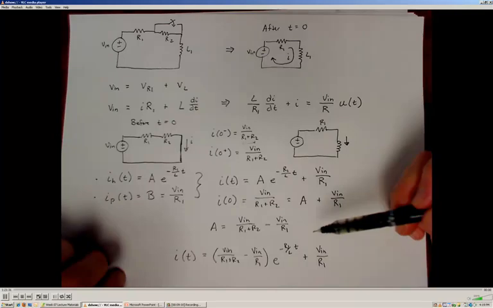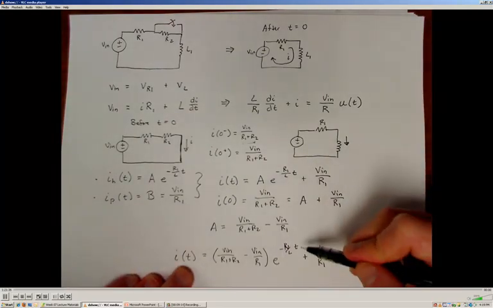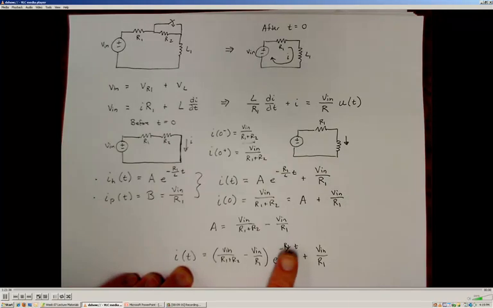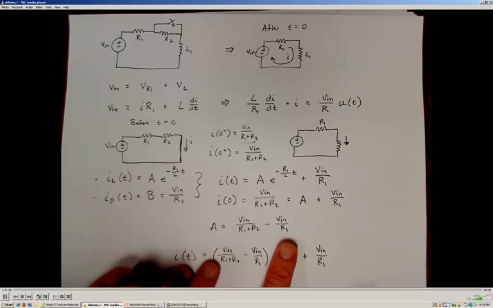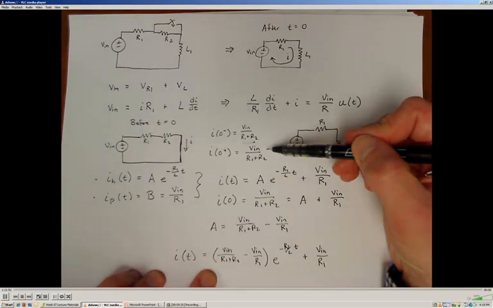Okay, and if we do a sanity check on this, at time equal to 0, this exponential term goes to 1. All right, and we're left with Vn over R1 plus R2, and then these two terms will also cancel each other, so it checks out. At time equals 0, our initial condition is met.